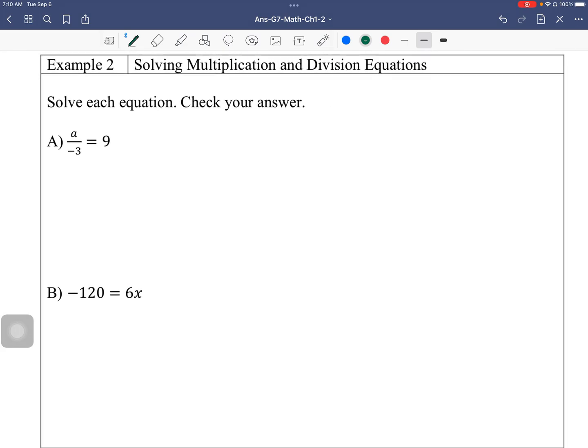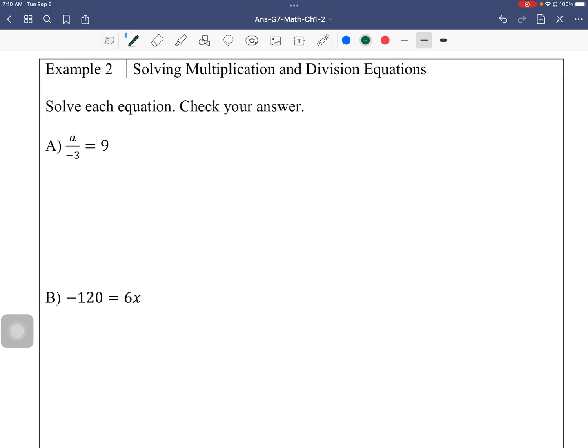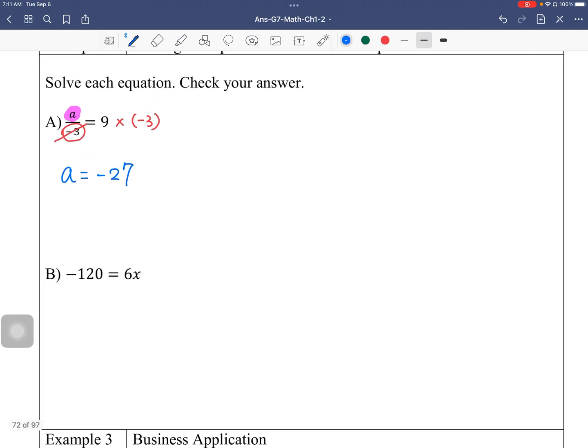For example 2, I want to solve these equations, and now I want to isolate the variable. So now this is divided by -3. So to the other side, I multiply by -3. So a equals -27. For question B, I also want to isolate the variable, so I divide both sides by 6. So x becomes -20.